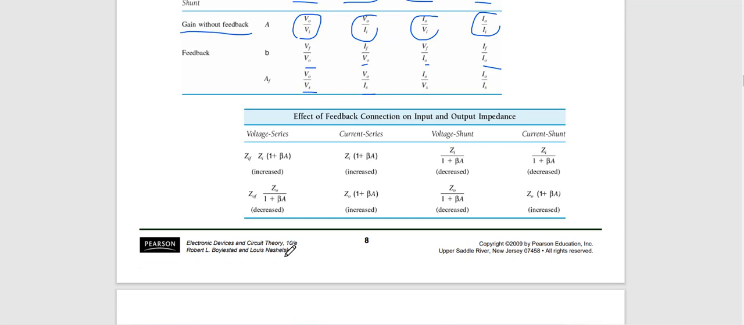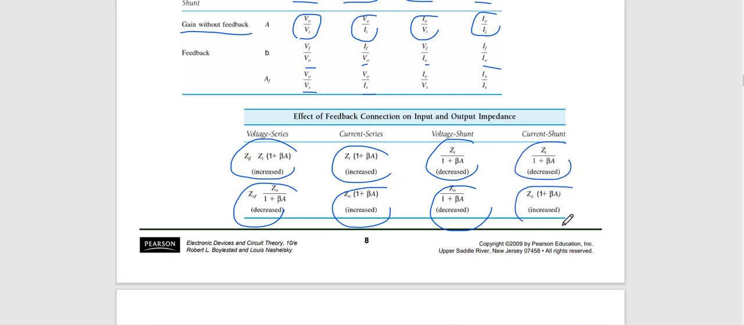So this is the effect of the feedback connection on the input and the output impedance. For the voltage series, the input impedance will be increased and the output impedance will be decreased. And then for the current series, both are increased. And then for voltage shunt, both are decreased. And then for current shunt, the input is decreased, but the output is increased.